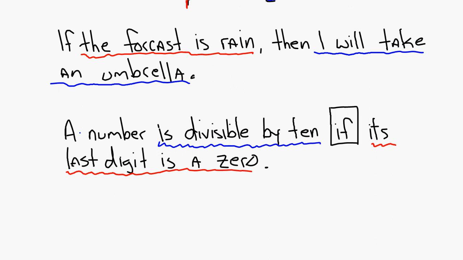In some cases, you'll get a statement where they don't have the if and the then. Now, the statement could be written in if-then form, but in this case, it's just not. So if you're only given one of the words, the rule still applies. What follows the if is the hypothesis. The rest of the statement becomes the conclusion.